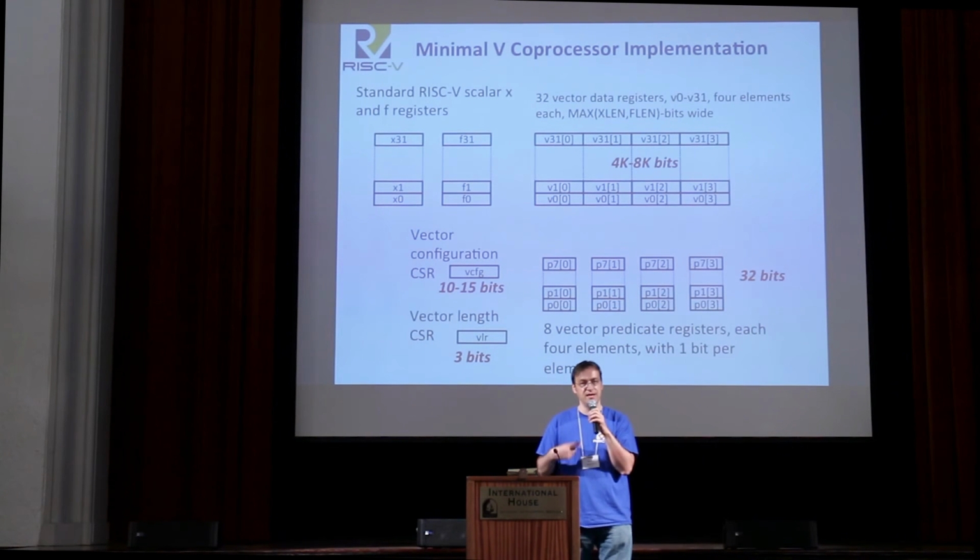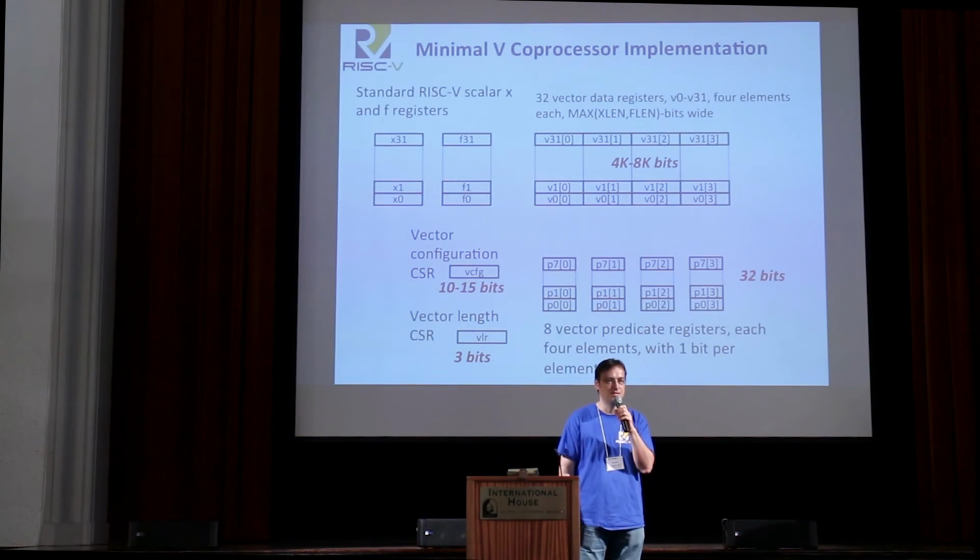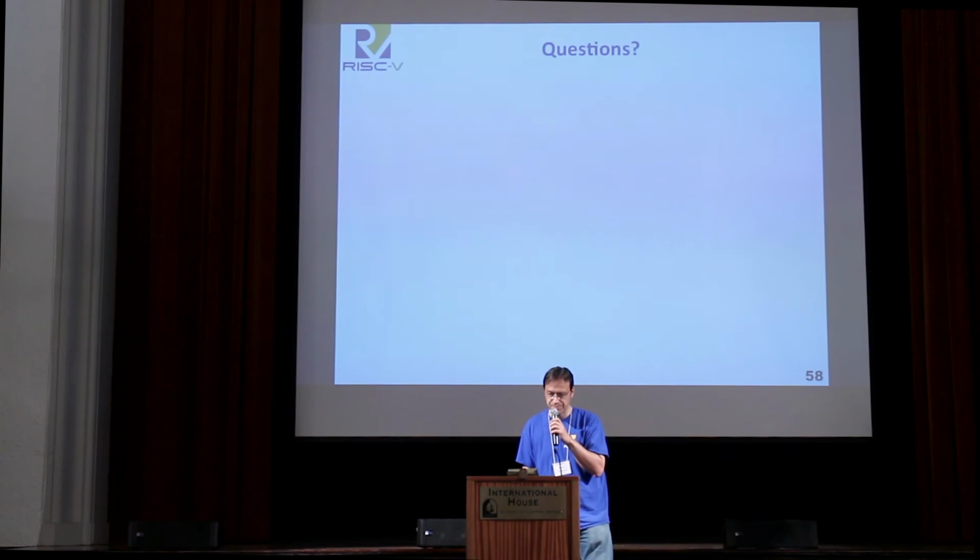And the advantage is that with this and supporting this ISA, the same code will run on something that has 100 times more stuff in the vector unit. The same binary will run, right? Okay, that's it. Questions?